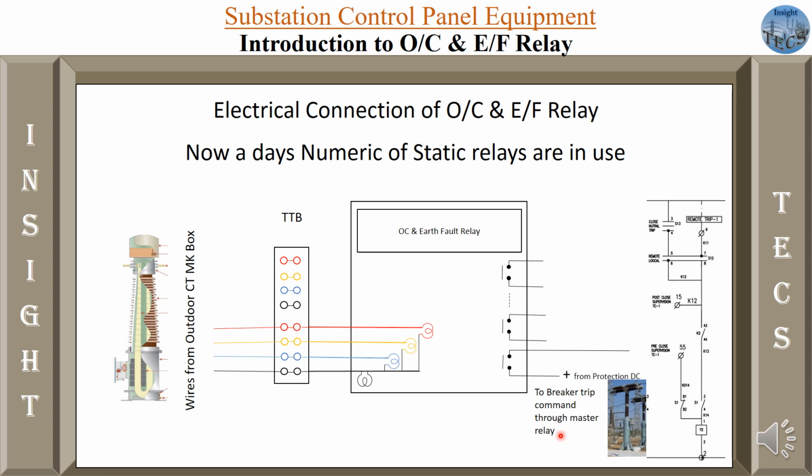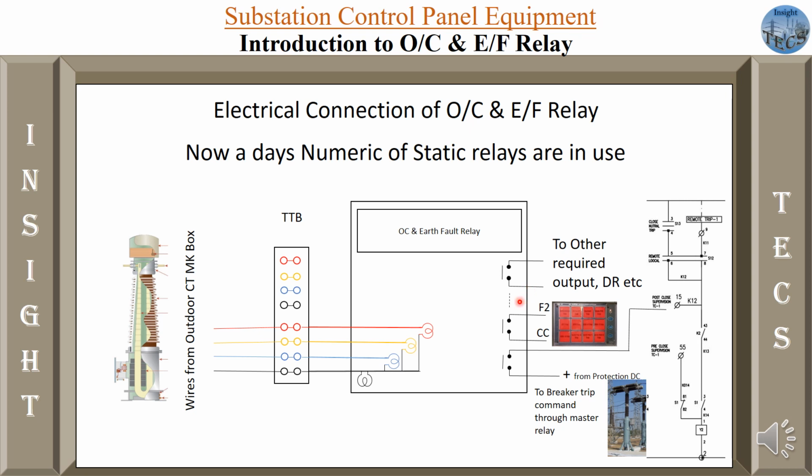For that we provide a positive supply from protection DC, and the other contact is connected to the tripping contact or the post close supervision contact inside the circuit breaker, right? Similarly, connections are done for the annunciator. One end is connected to the common and the other contact is connected to the respective window, okay? Other contacts can be used for different purposes. For example, if we want to use it for disturbance recording, then that kind of contact can be used.